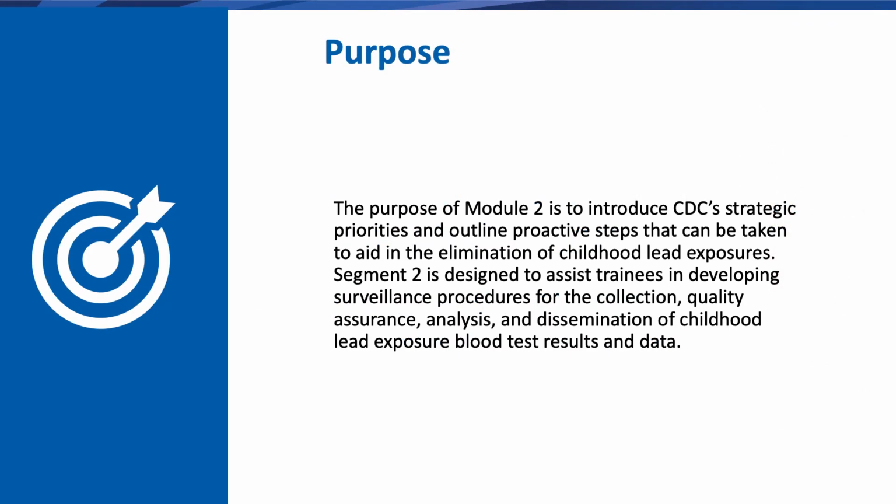The purpose of this module is to introduce CDC's strategic priorities and outline proactive steps that can be taken to aid in the elimination of childhood lead exposures. This segment is designed to assist trainees in developing surveillance procedures for the collection, quality assurance, analysis, and dissemination of child lead exposure blood test results and data.